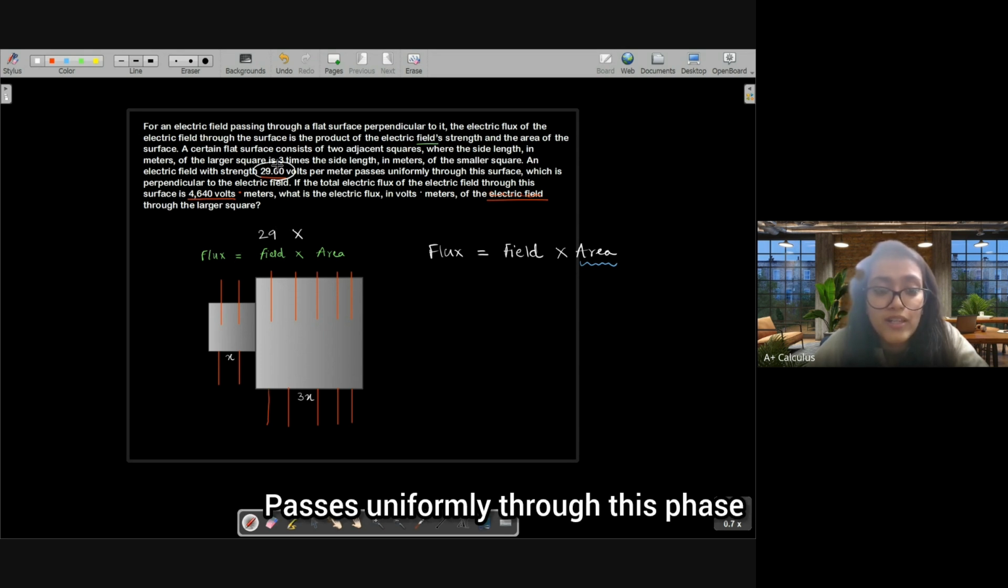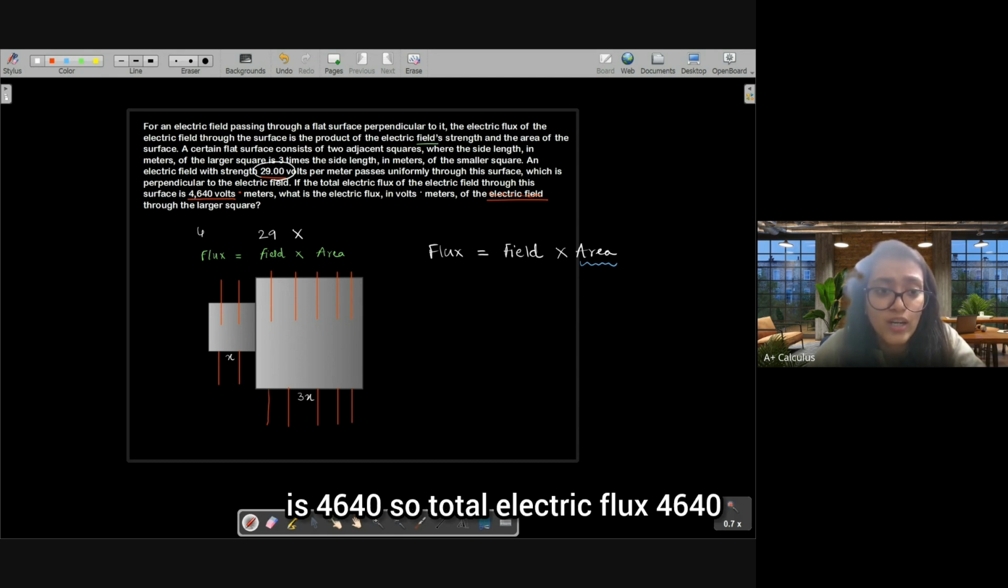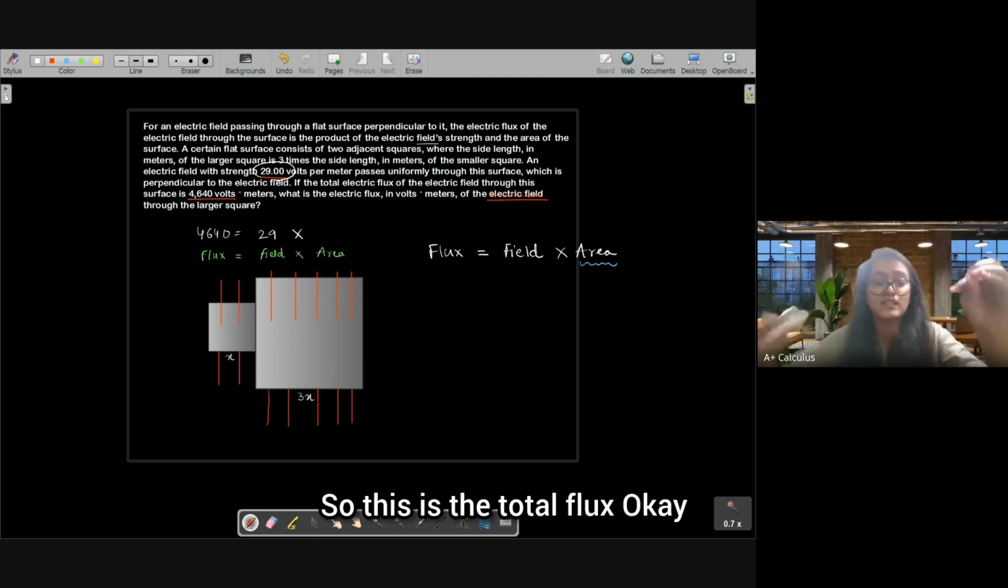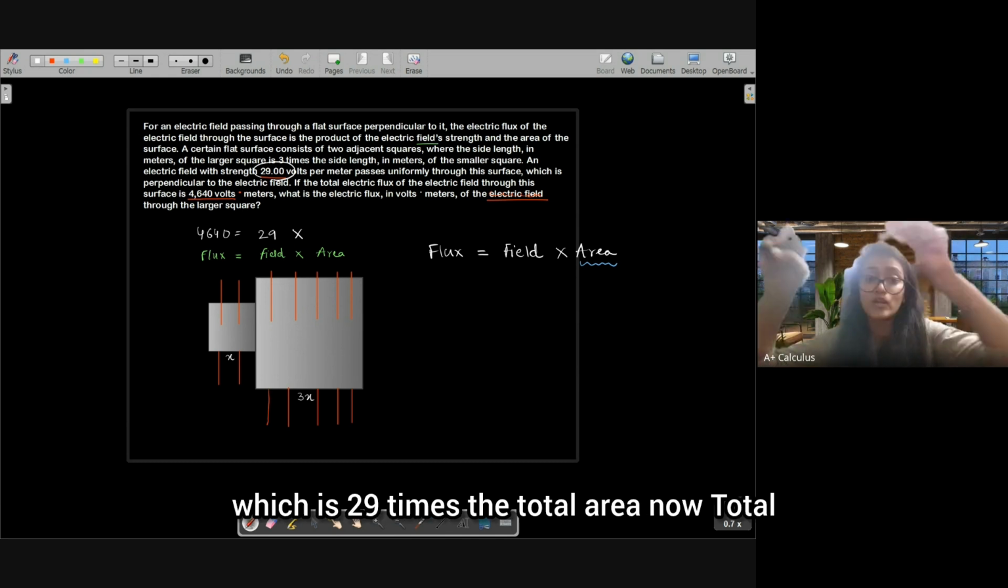Passes uniformly through the space. So this is the electric field. If the total electric flux through this surface is 4,640, then total electric flux 4,640 is equal to 29 times the total area. So this is the total flux.